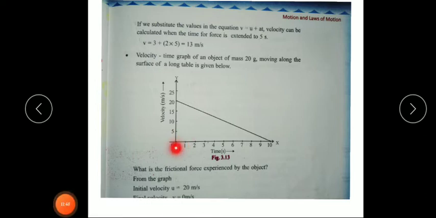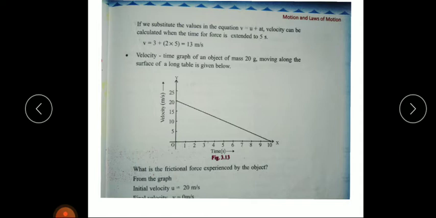See, when the time was 0 second, the velocity of the object is 20 meter per second. So after the time 1 second, the velocity of the object decreased. Then on increasing the time, the velocity of the object decreased, and in the 10 second, the velocity of the object became 0 meter per second. What is the frictional force experienced by the object? So we have to find out the frictional force experienced by the object.